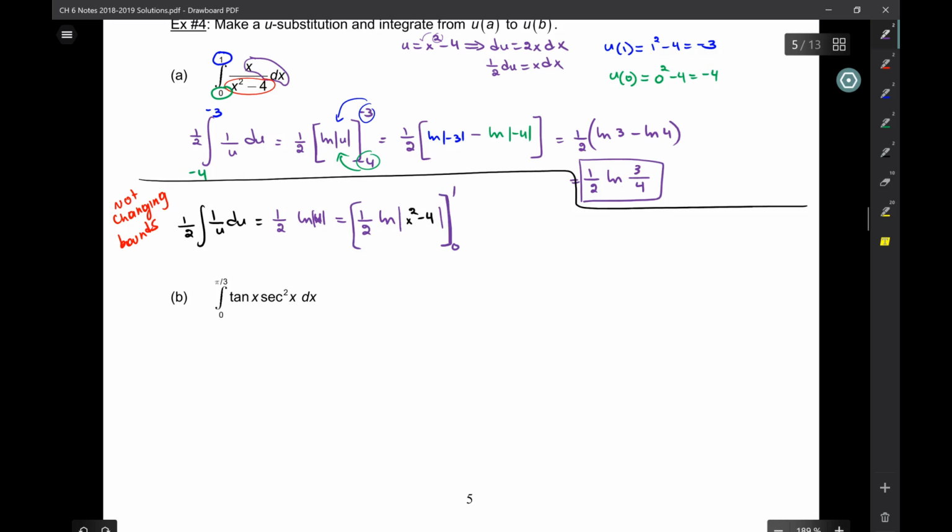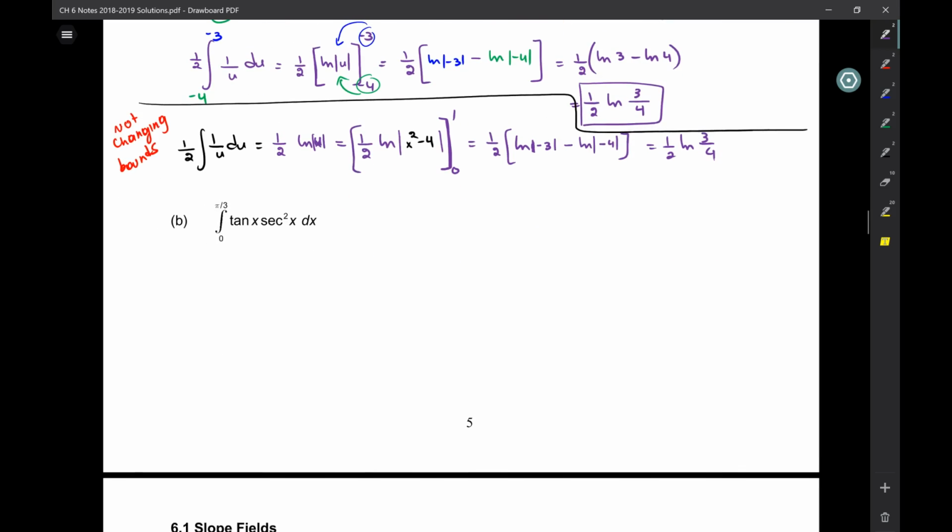Yeah, it's an extra step. So now this is 1/2 ln of, you put the 1 in there, what do you get? 3. Right, absolute value of -3 minus ln of -4, and boom, same answer. So you either leave the bounds the same, you plug the u back in and then use the same bounds, or you change the bounds and do it that way. Okay? All right.